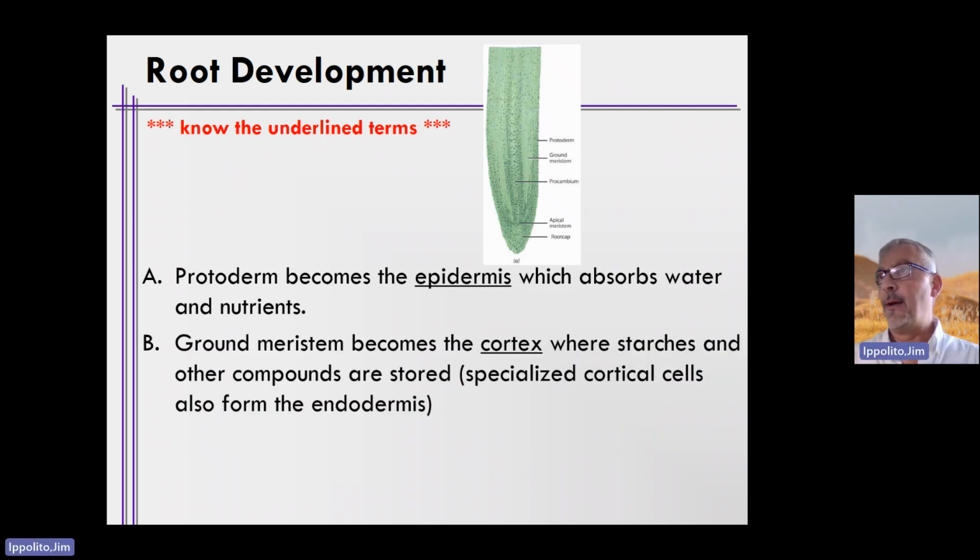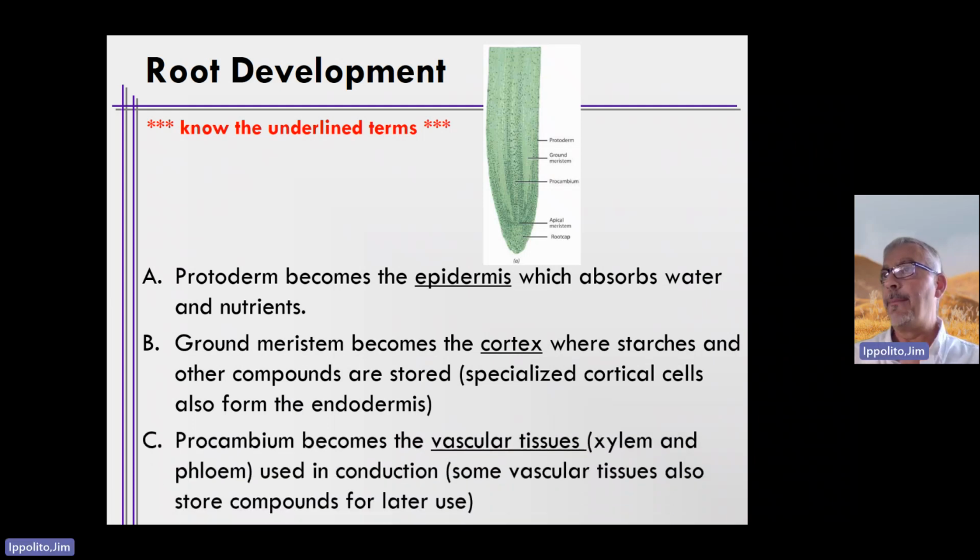The ground meristem, this muddy green portion here, becomes something known as the cortex. And the cortex in roots is where starches and other compounds are stored. All right, so I like to think of the ground meristem as becoming the cortex. So it's a storage facility for carbohydrates, i.e., energy in plants.